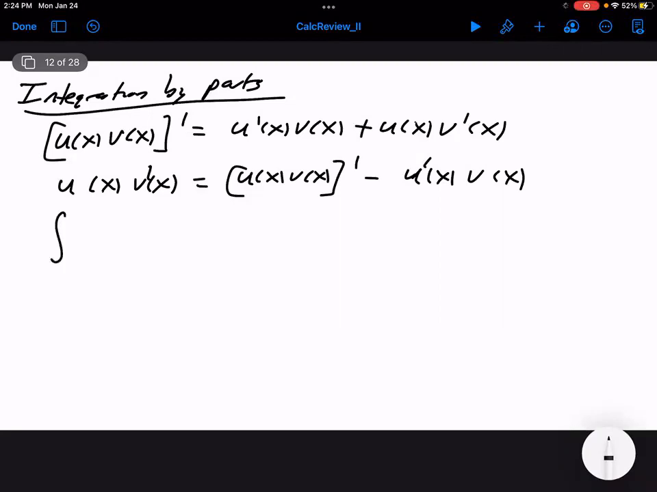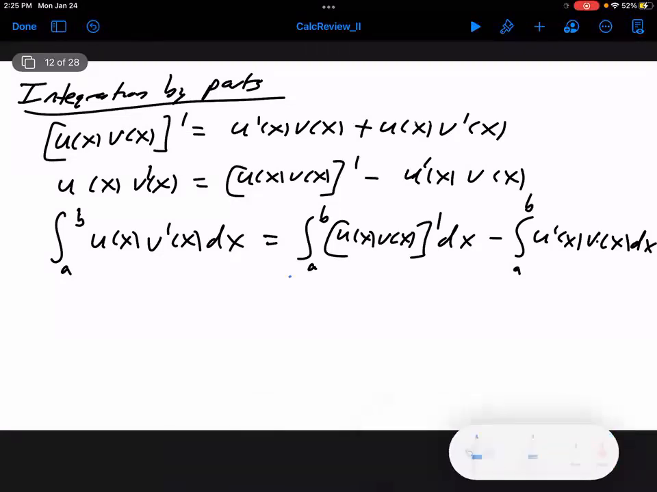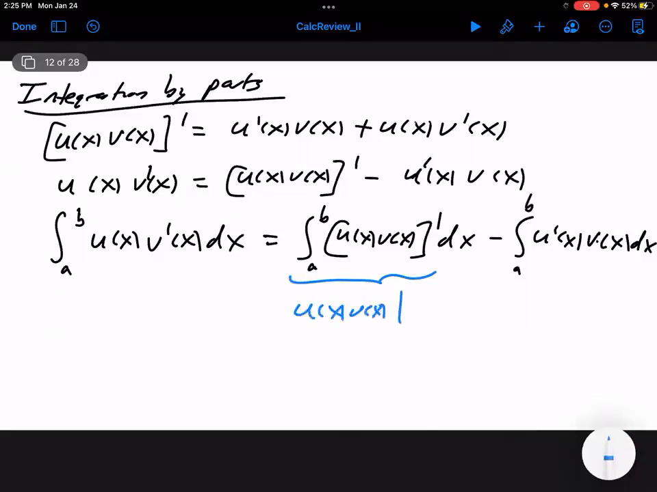Well, if I integrate both sides from, say, a to b, u of x v prime of x dx, that's going to be the integral from a to b of u of x v of x prime dx minus the integral from a to b of u prime of x v of x dx. Now, if you look at the first integral, this is the simplest problem I can legitimately ask you. I'm looking for a function who, when I take its derivative, is the derivative of the function u of x v of x. So what function has derivative equal to the derivative of u of x v of x? It's just the function u of x v of x. So this piece here is just going to be u of x v of x evaluated at 2 endpoints.